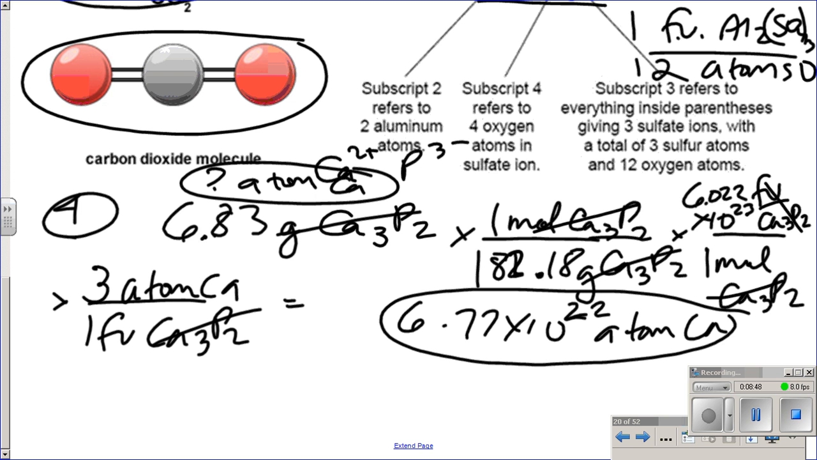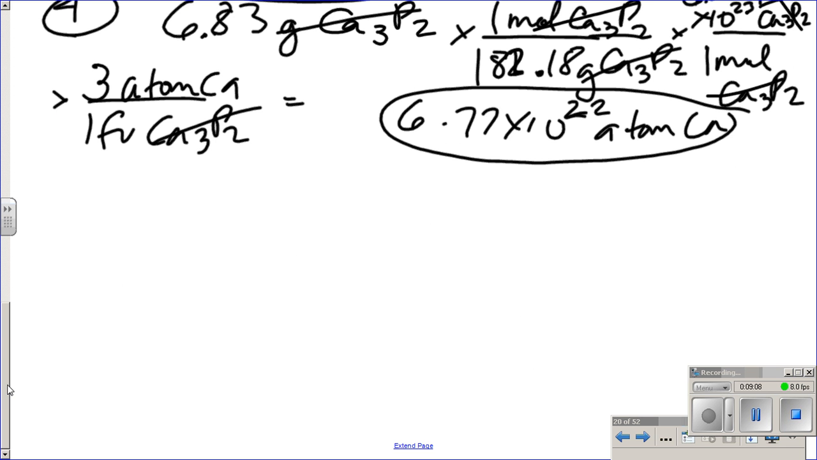I gave some credit to people who had a different way of doing it, like getting percent calcium, multiplying it by grams, doing the moles, going to atoms. I like that method. It didn't come out exactly the same, like 6.6 I think is what some of you got. But your method was nice and pretty interesting. I thought it would work out, so I gave you full credit. So, questions on this one?